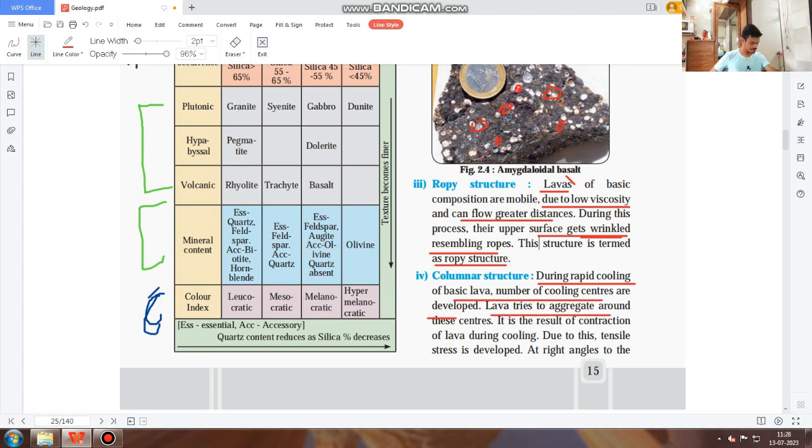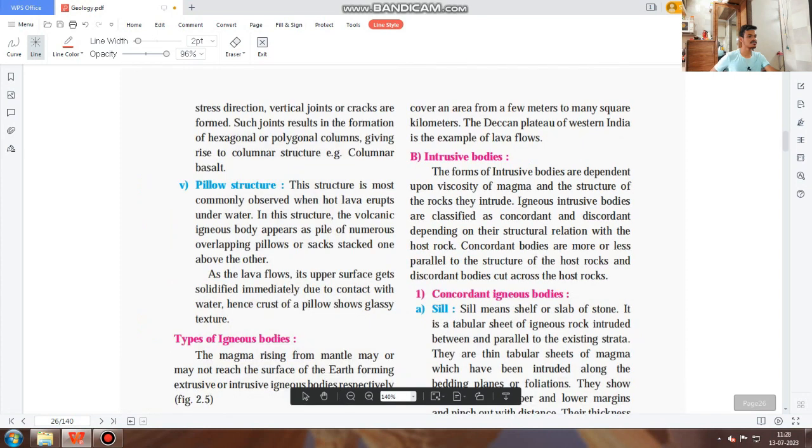Columnar structure forms columns. Due to rapid cooling of basic lava, cooling structures develop. Lava tries to aggregate around the center as a result of contraction. Due to this, tensile strength is developed at right angles. You can see the figure in the next chapter. The figure is not given here, it's given in the next chapter, I think.